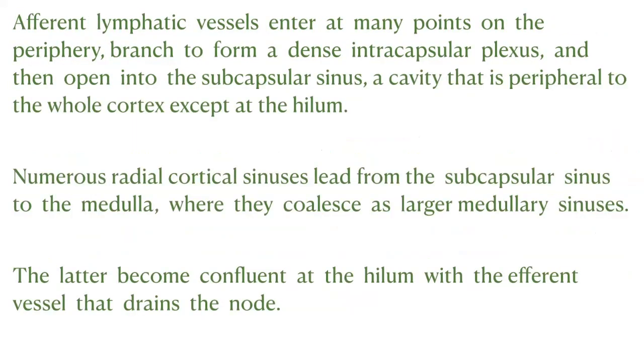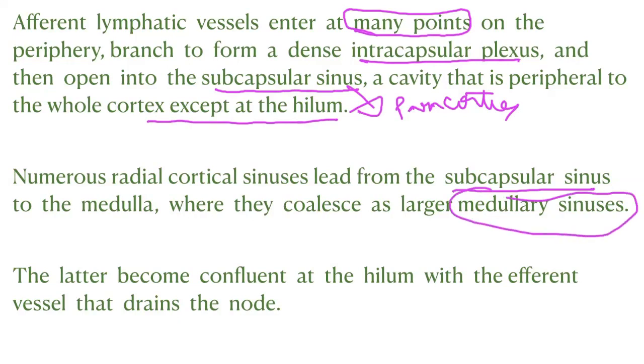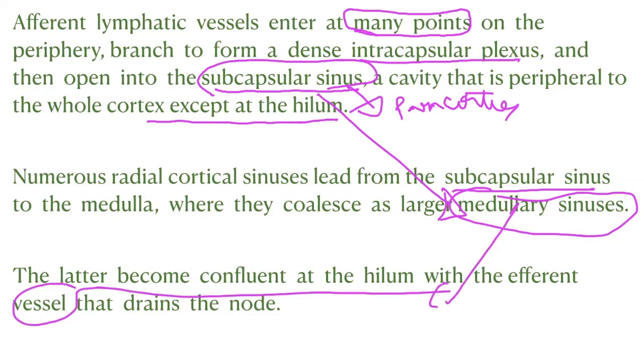Afferent lymphatic vessels enter at many points. There are many afferents, which on the periphery branch to form a dense intracapsular plexus and then open into the subcapsular sinus, a cavity that is peripheral to the whole cortex except at the hilum. Numerous radial cortical sinuses lead from the subcapsular sinus to the medulla, where they coalesce as largely medullary sinuses. The latter become confluent at the hilum with efferent vessels that drain the node.